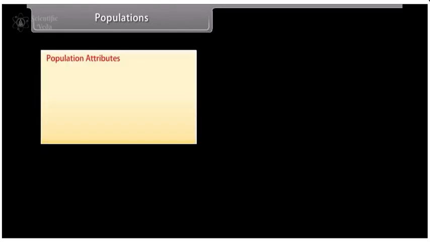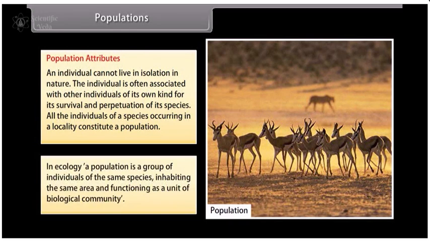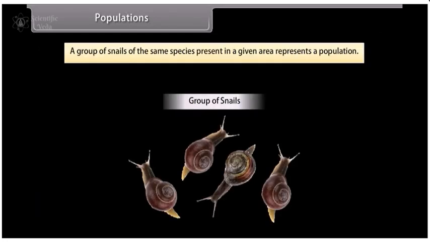Populations. Population attributes. An individual cannot live in isolation in nature. The individual is often associated with other individuals of its own kind for its survival and perpetuation of its species. All the individuals of a species occurring in a locality constitute a population. In ecology, a population is a group of individuals of the same species inhabiting the same area and functioning as a unit of a biological community. A group of snails of the same species present in a given area represents a population.